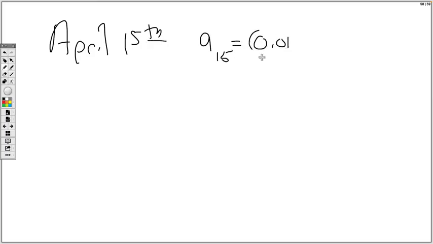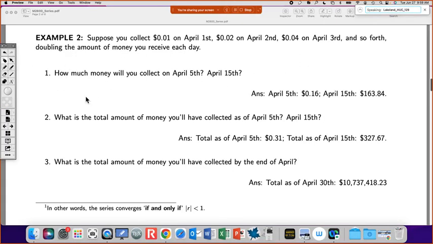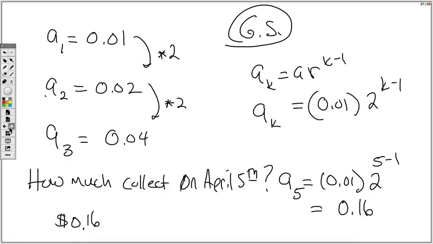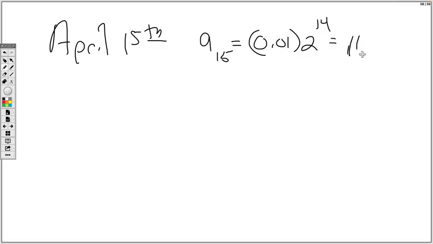Now, if I move along to April 15th, that'd be A sub 15. And that's a bigger number. It works out to be $163.84. You follow? Now that's how much I collected on just that day. That's not the total I've collected in April.